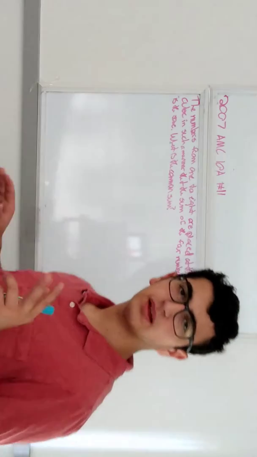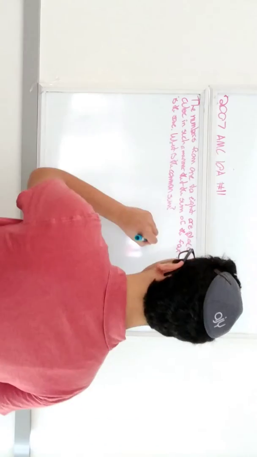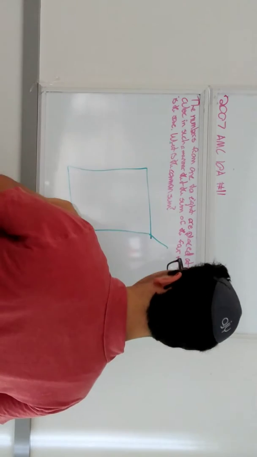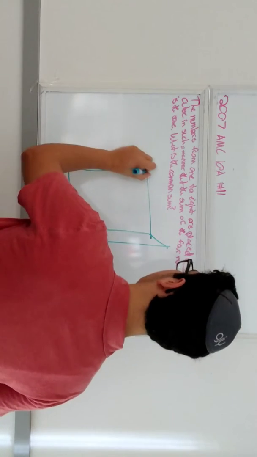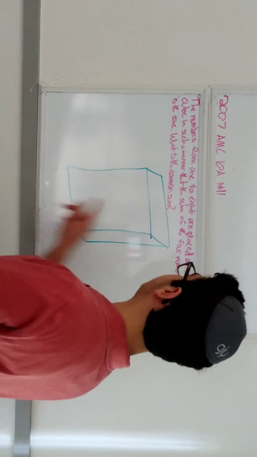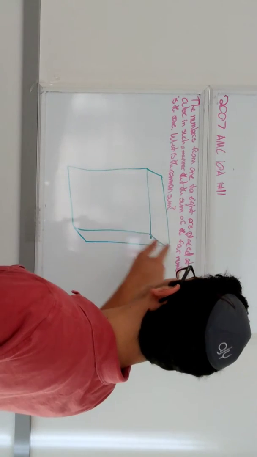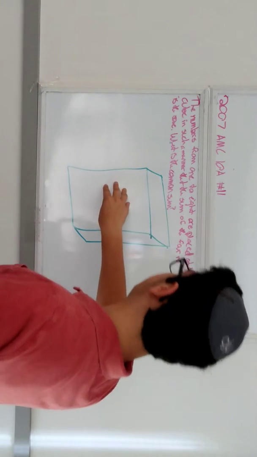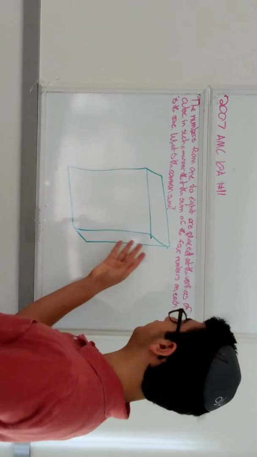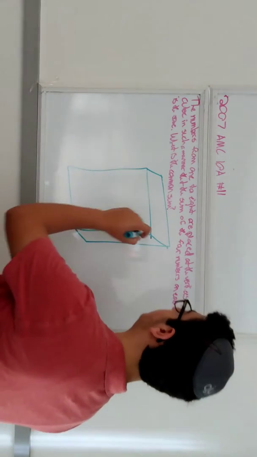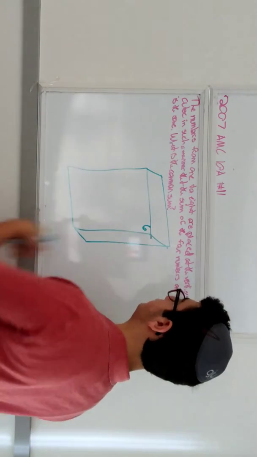Okay, so I'm going to think about this problem visually. We have our cube. And so the sum of the four vertices on this face is going to be the same as the sum of these four vertices, and the same as the sum of the four vertices on here. So let's just choose a random number, 6.